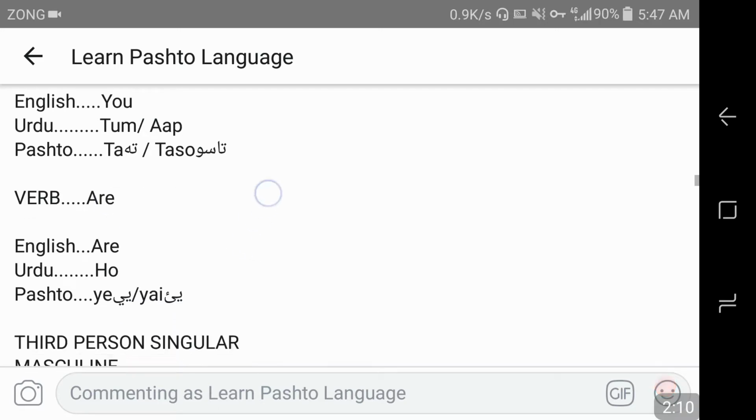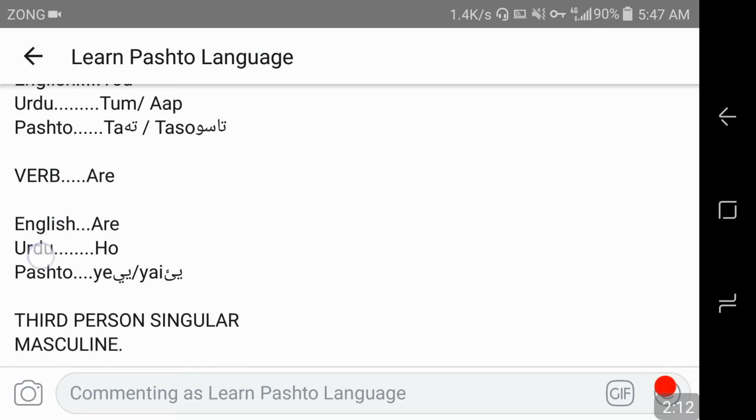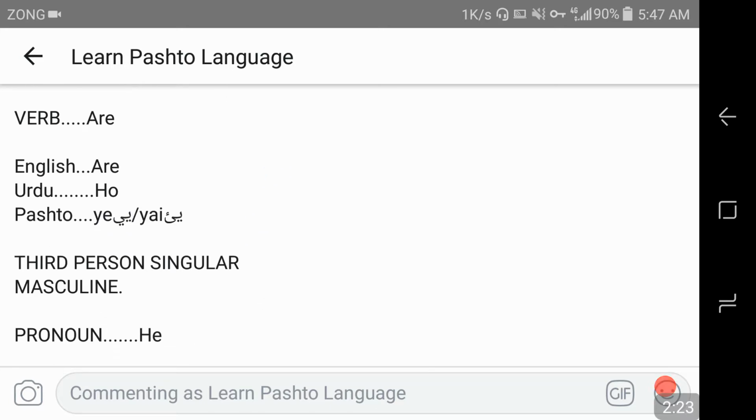Verb are. English are, Urdu ho, Pashto ye or yai. If we are talking about a singular noun, then we will use ye. But this ye will be used when the person we are talking with is younger than us, or we are very frank with him or her. Ye is used for plural or for singular.